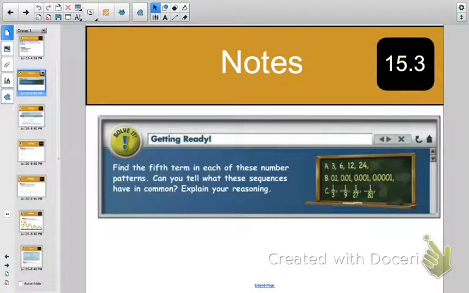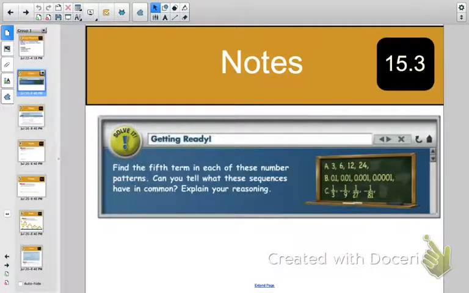Find the fifth term in each of these number patterns. Can you tell what these sequences have in common? Explain your reasoning. Well, it looks like the first one, 3, 6, 12, 24, you can see that it's doubling, so double that. B looks like it's adding one more zero after the decimal, so the next one would have 4 zeros after the decimal.